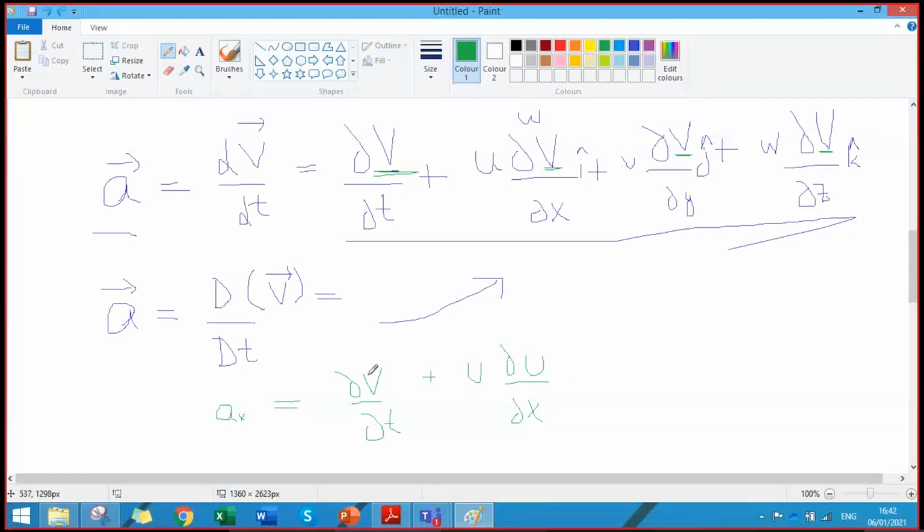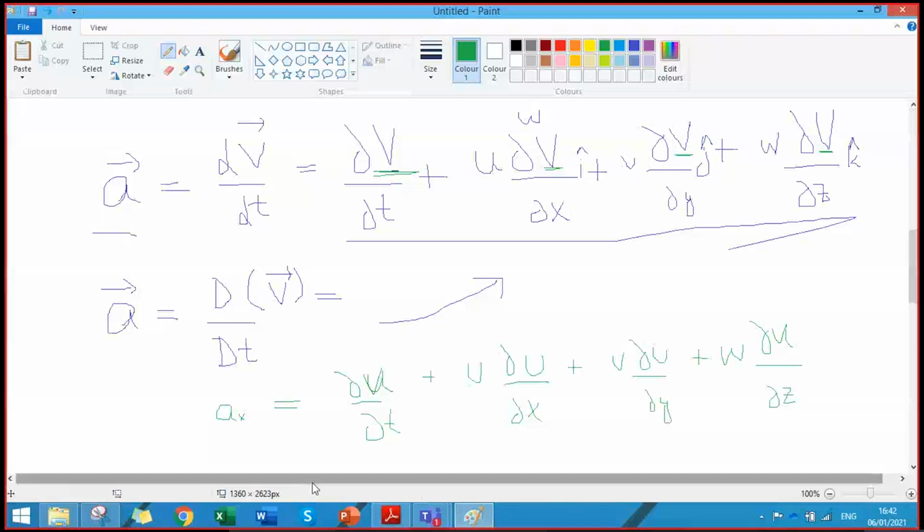Here, partial u by partial t plus v partial u by partial y, and then w partial u by partial z. Clear?